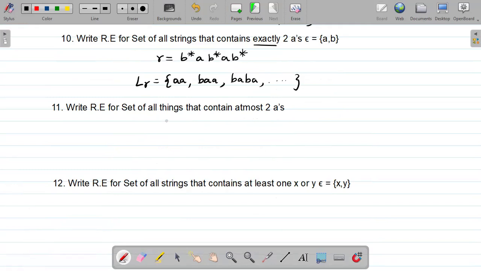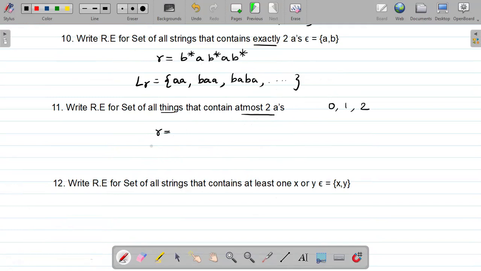The 11th one next is the set of all strings that contain at most two A's. Here it is strings that contain at most two A's. So we will be writing the regular expression that contains at most. At most means what? Either it can have 0 or it can have 1 or it can have 2. So 2 A's is already given to us.